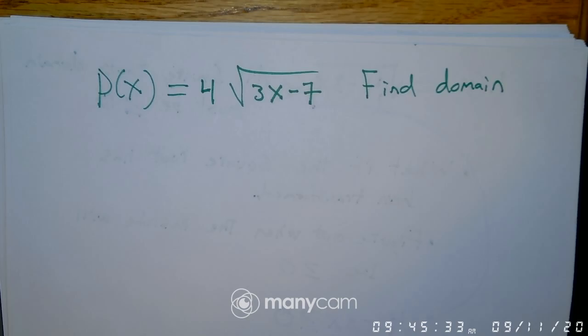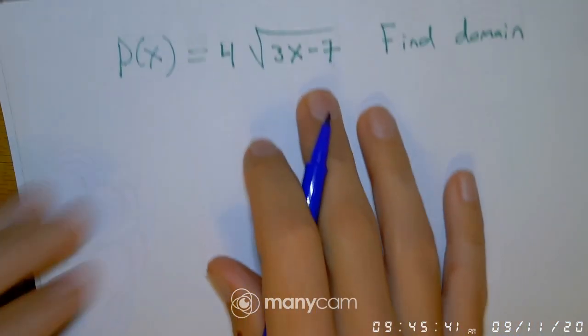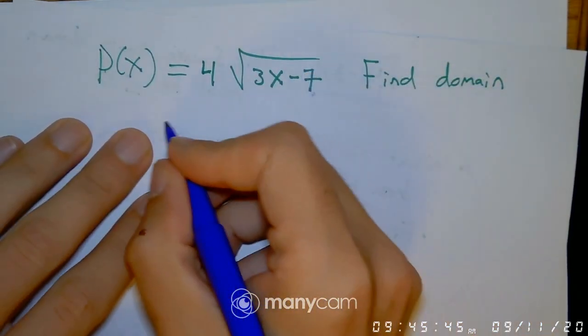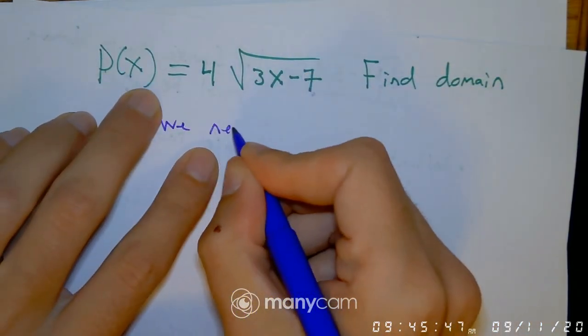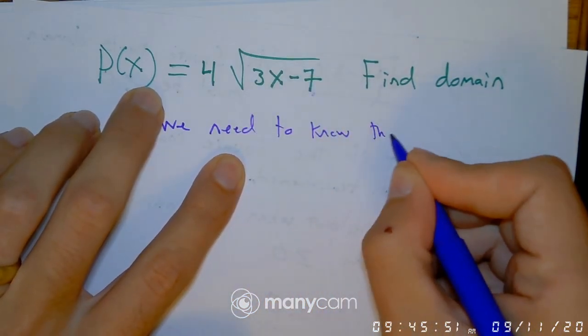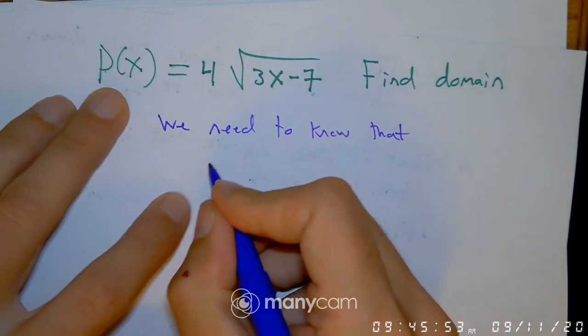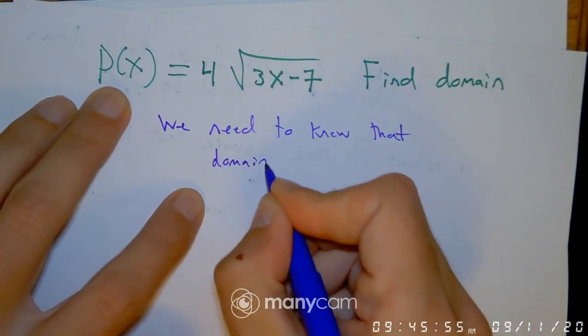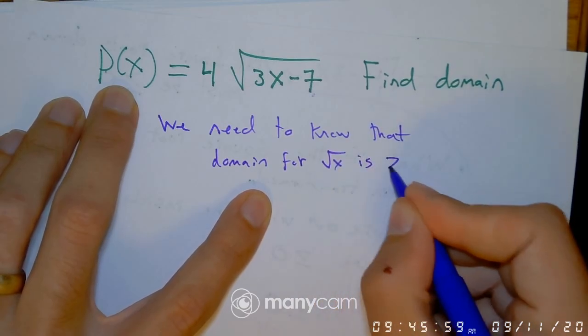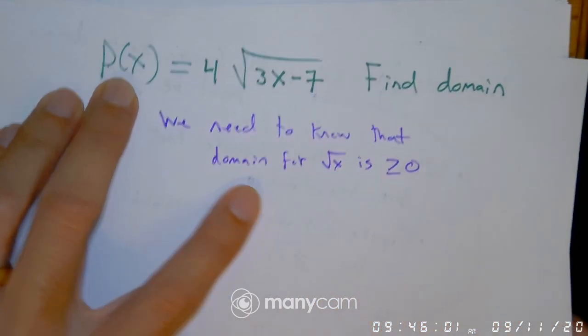So I'm going to go over this whether you're ready or not, because that's terrible teaching, by the way. I should make sure everyone's done. But what are we going to do here? We just have to remember we have to look at the parent function. So it's a square root. So we need to know that the domain for square root of x is x greater than or equal to 0.